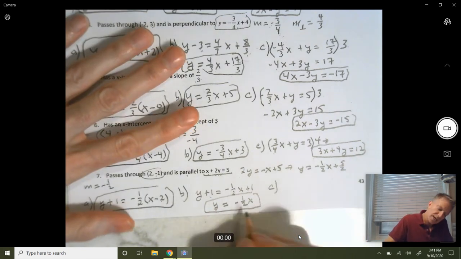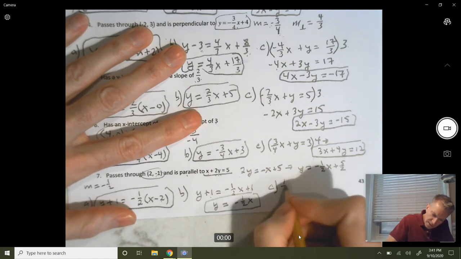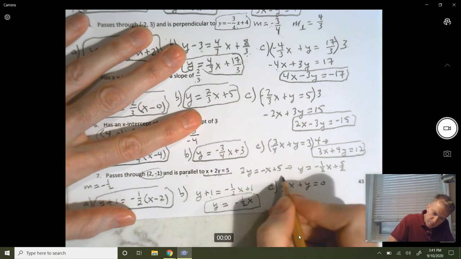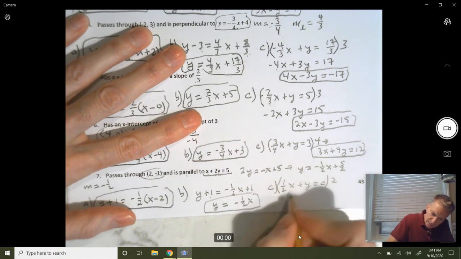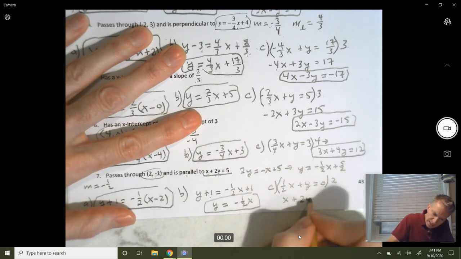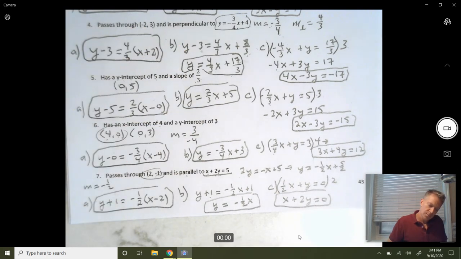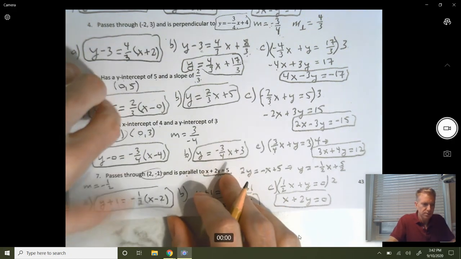The next one, let's add this to the other side. 1/2 x plus y equals 0. Multiply both sides by 2. We've got x plus 2y equals 0. Okay. And let's go to the next page.